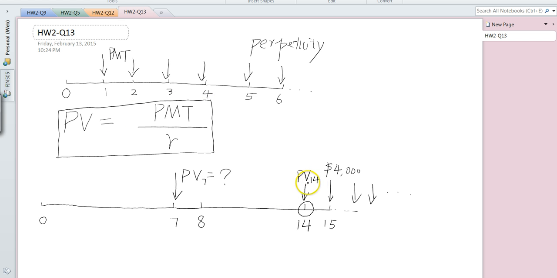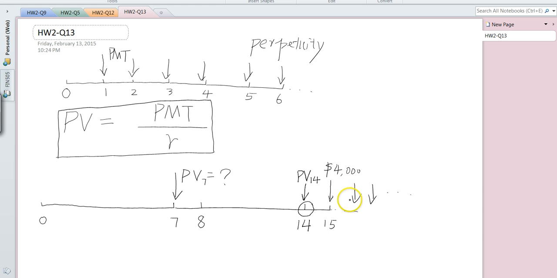But once we have that number, remember we are not done yet, because the question is asking us the present value in terms of year 7, not year 14. Once we have year 14, how can we figure out year 7? Again, this goes back to the meaning of present value. Present value, we said in class, means the equivalent worth of a future cash flow or a series of cash flows.